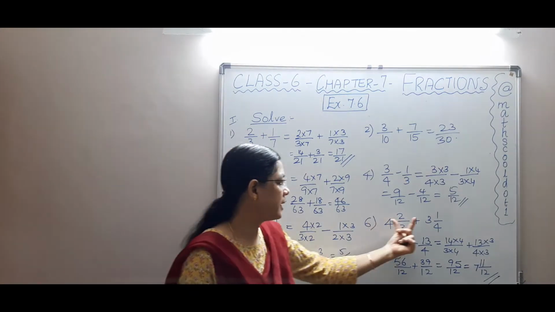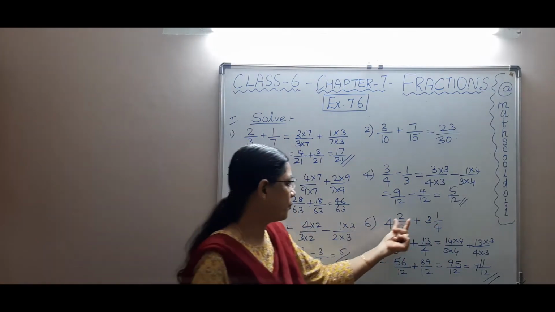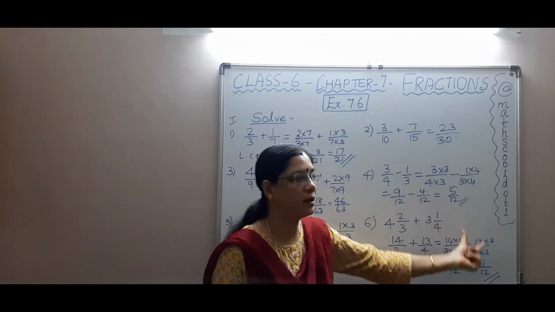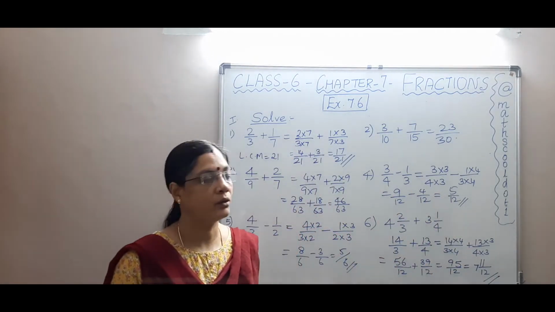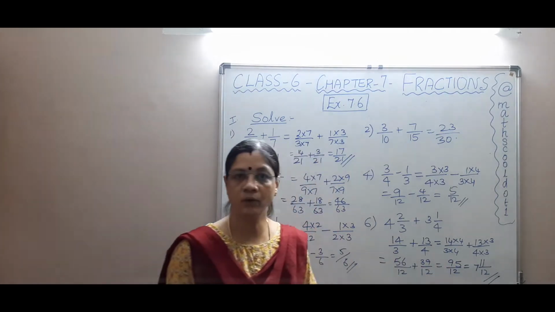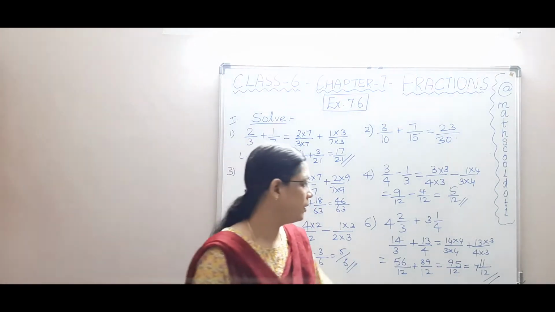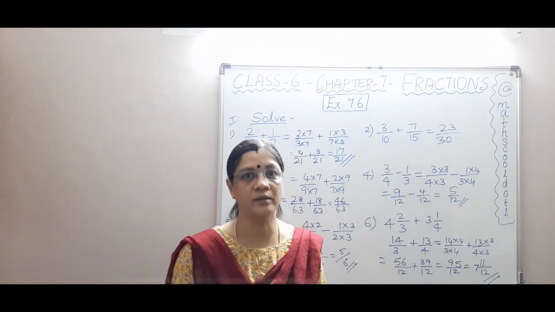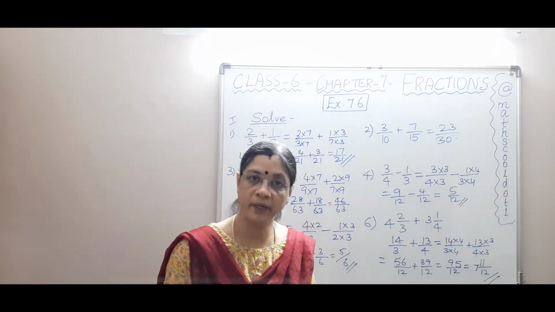You can directly add like this also. 4 and 3 you can add, it will become 7, then 2 by 3 plus 1 by 4 you can take out separately and add, and that also will give you 11 by 12. Anyway, you will get the same answer. Do you understand? So this is how we add or subtract fractions whose denominators are different.